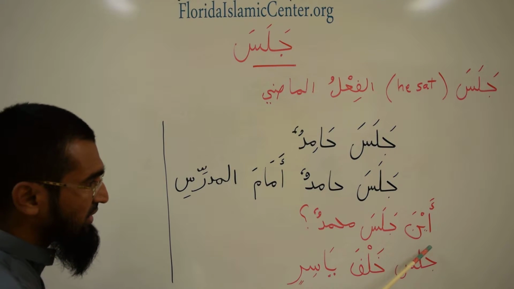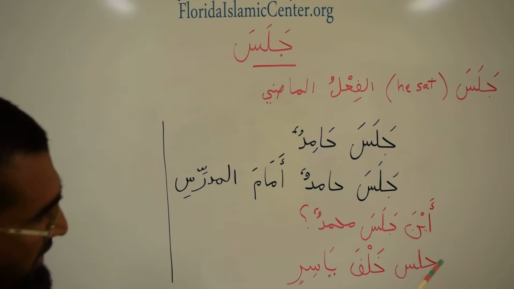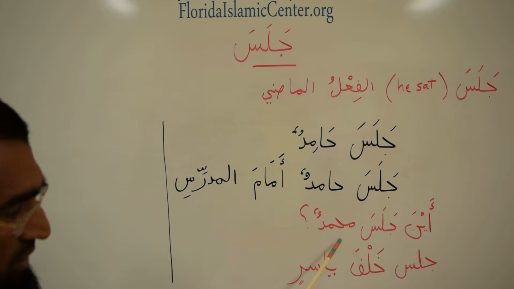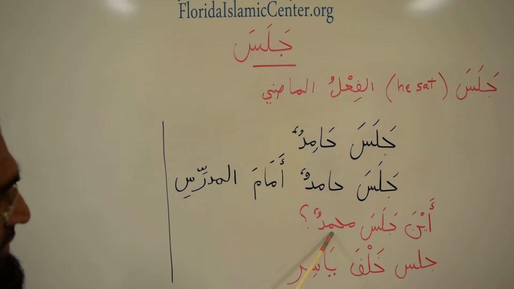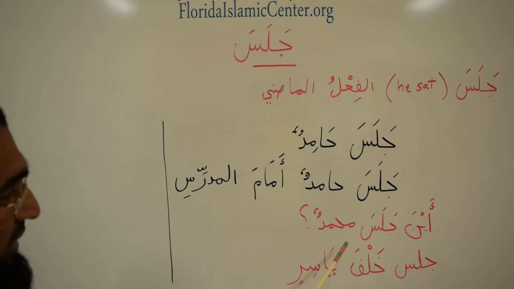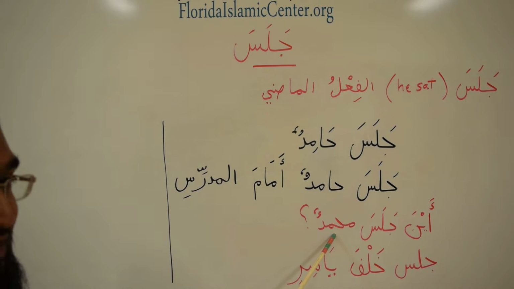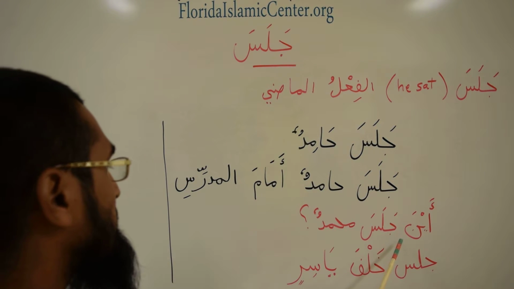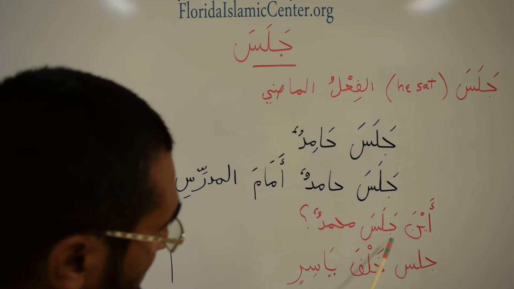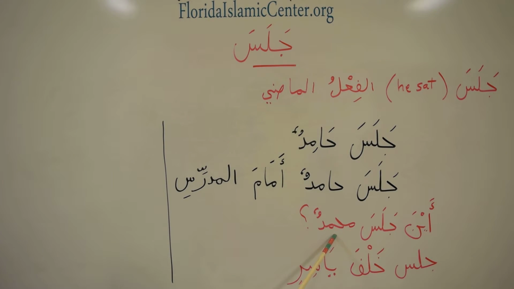Look at this question. Ayna jalasa Hamidun? Where did Hamid sit or sat? It's past tense. Meaning, where did he sit, we would say, but I want you to know that it's sat, past tense. Ayna jalasa Hamidun? Okay? So, Ayna is just an ism, right? Asking a question, where. Jalasa is the verb. Hamidun is the fa'il, the doer of the verb. Who's doing the sitting? It's Hamid.